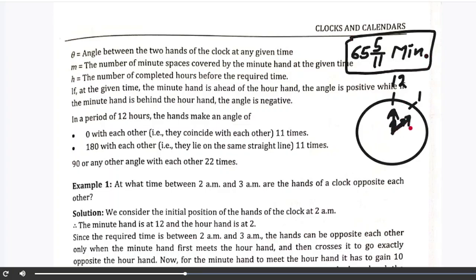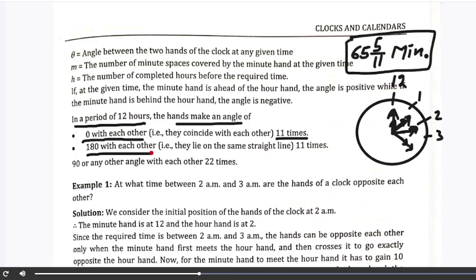That means this is the coincide. Then another 65 and 5 by 11 minutes, and then another, they're going to coincide. They're going to come on top of each other after every 65 and 5 by 11 minutes. Due to this property, in a period of 12 hours, the hands make an angle of 0 degrees, that means coincide, 11 times.